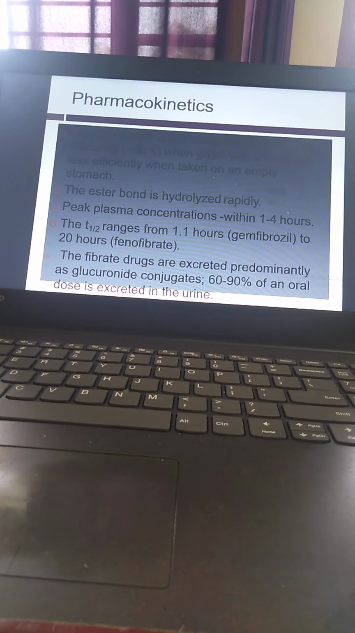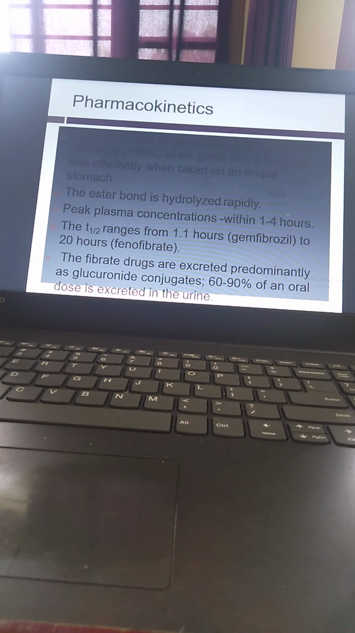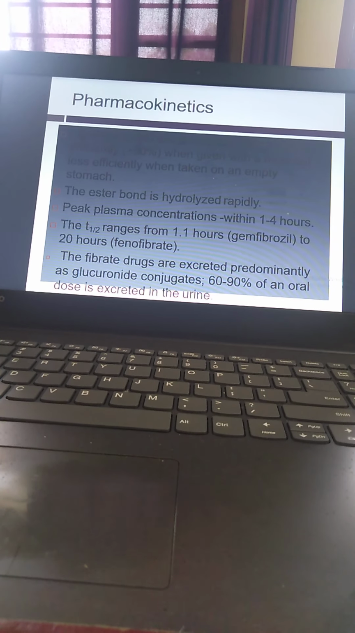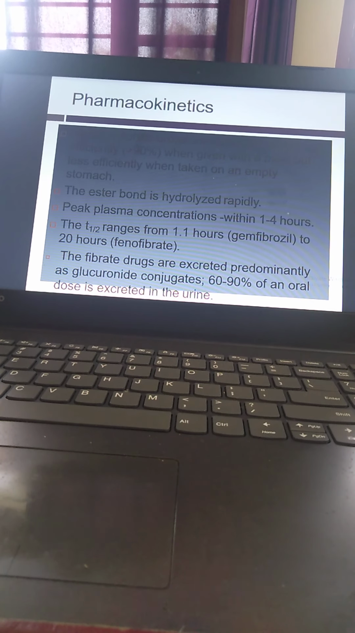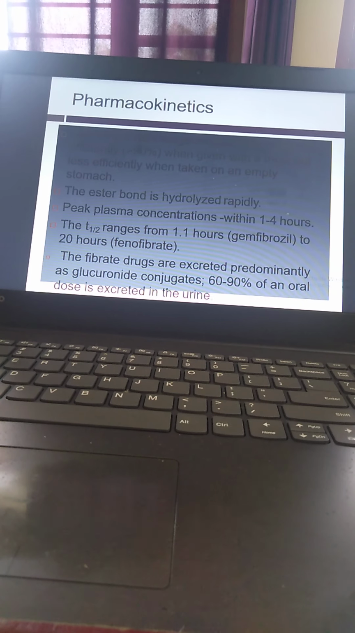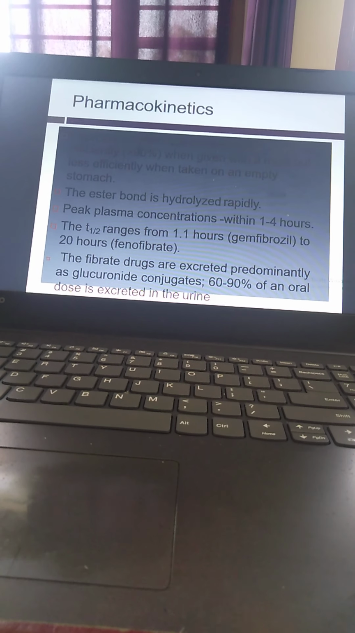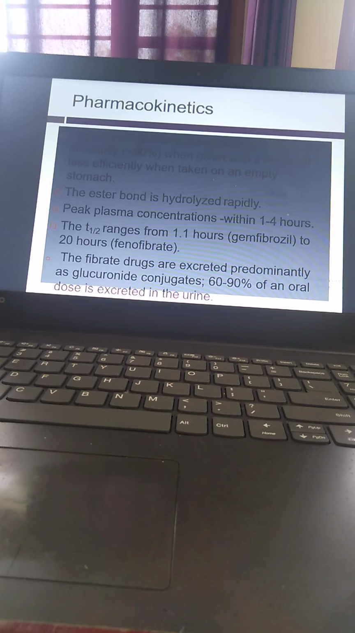So their bioavailability is good when given with a meal, but less when taken on an empty stomach. So on an empty stomach, they don't work. This is a drug which acts better with a meal, that is, bioavailability is increased with food and less on an empty stomach. Naturally, we should take many drugs on an empty stomach, like iron, but here it is the opposite. The ester bond is hydrolyzed rapidly.